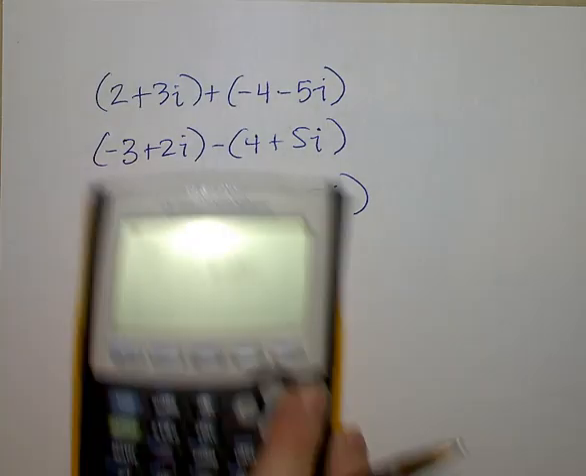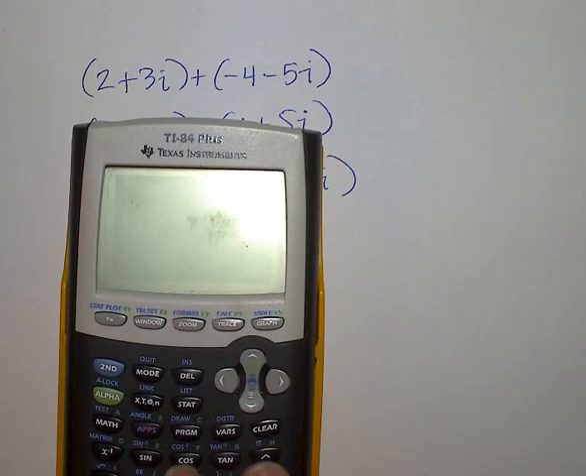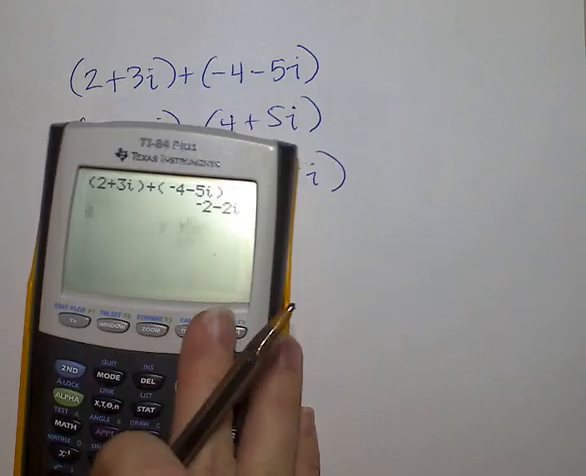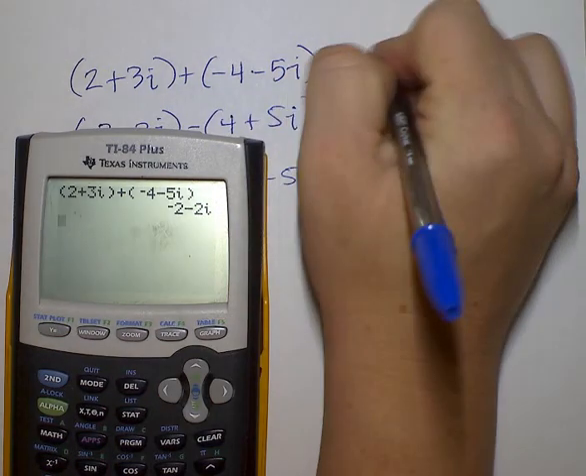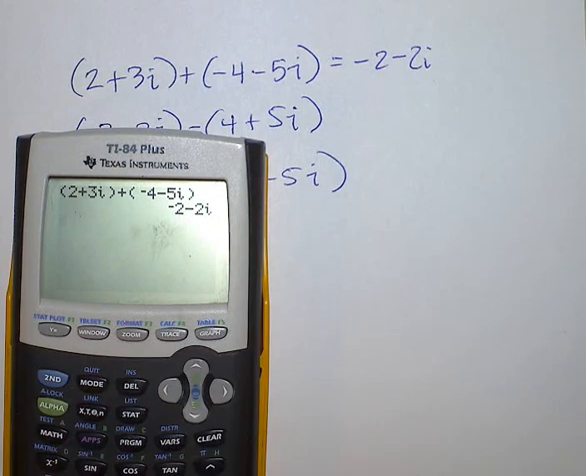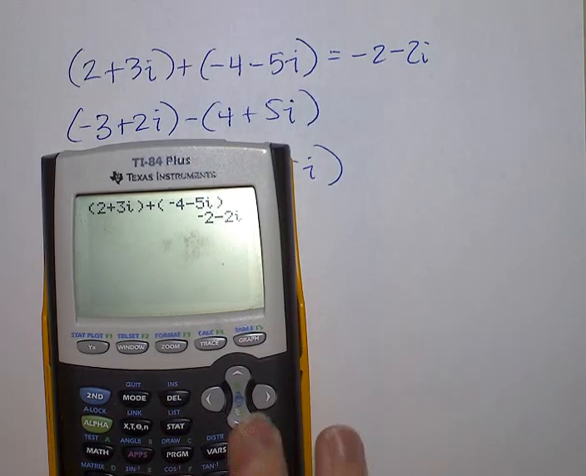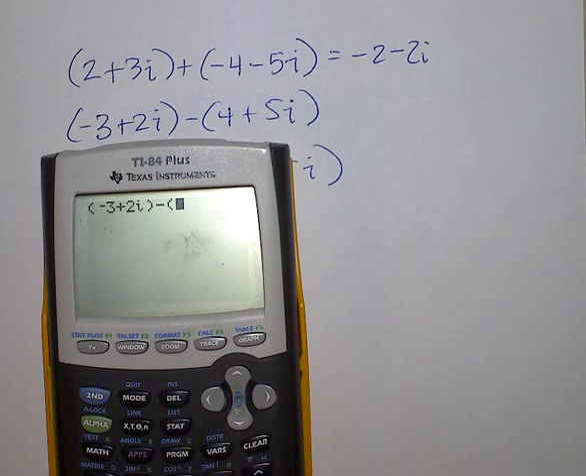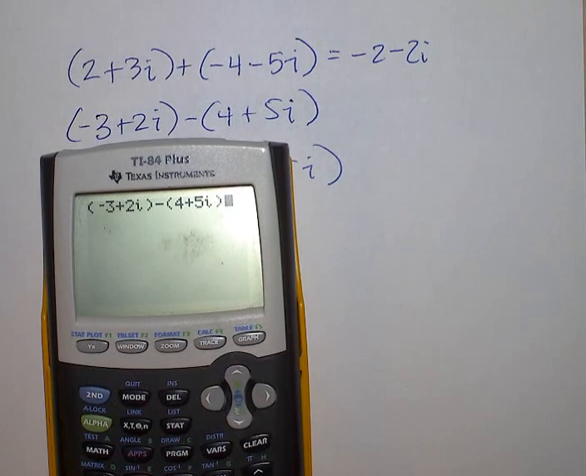Okay, and I'll start answering these one by one. And you're welcome to do these, especially the first two, or probably be quicker for you to do mentally. But I am showing you how you can do them on a calculator. Just make sure you do plug it in right. And make sure your final answer is written in standard form. Real first and imaginary second. If it says error, it's probably because you replace the subtraction with a negative sign or vice versa.